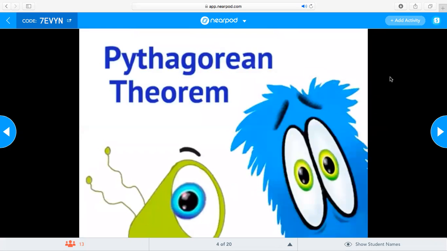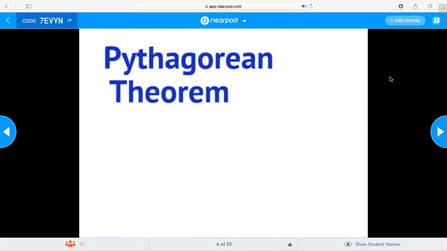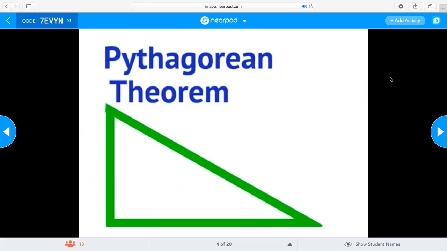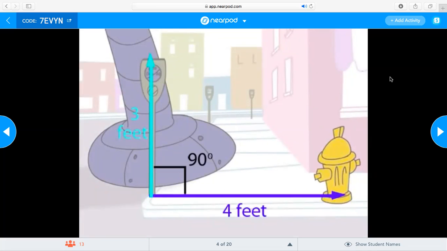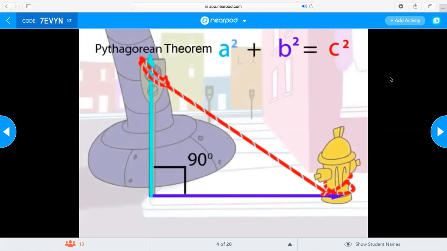Pythagorean Theorem? Yes. The Pythagorean Theorem states that if we have a right triangle, which means a triangle with a 90-degree angle, and we know the length of 2 sides, we can then figure out the length of the third side. In our case, the sidewalk and the meter form a right angle. The height of the meter is 3 feet. The distance from the meter to the fire hydrant is 4 feet. So now, with this information, we can figure out how long the rope needs to be. The Pythagorean Theorem states that a squared plus b squared equals c squared.